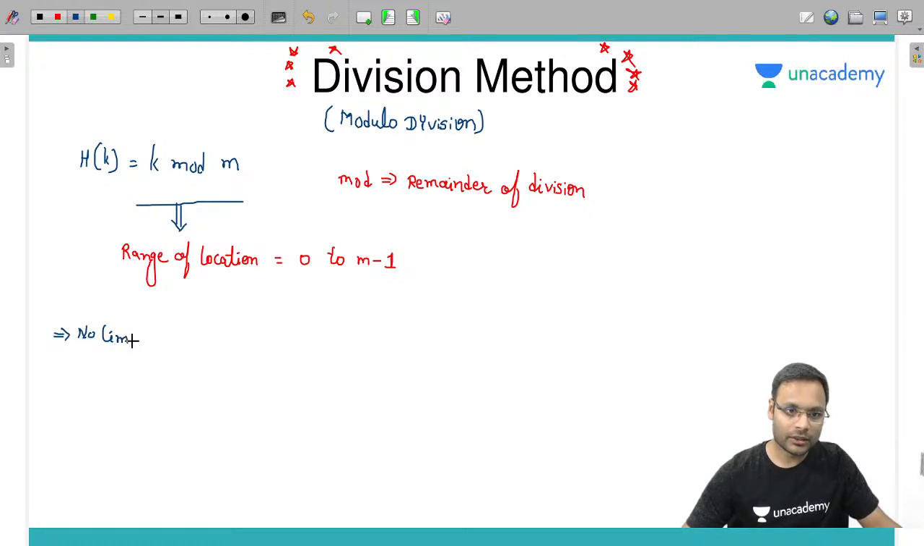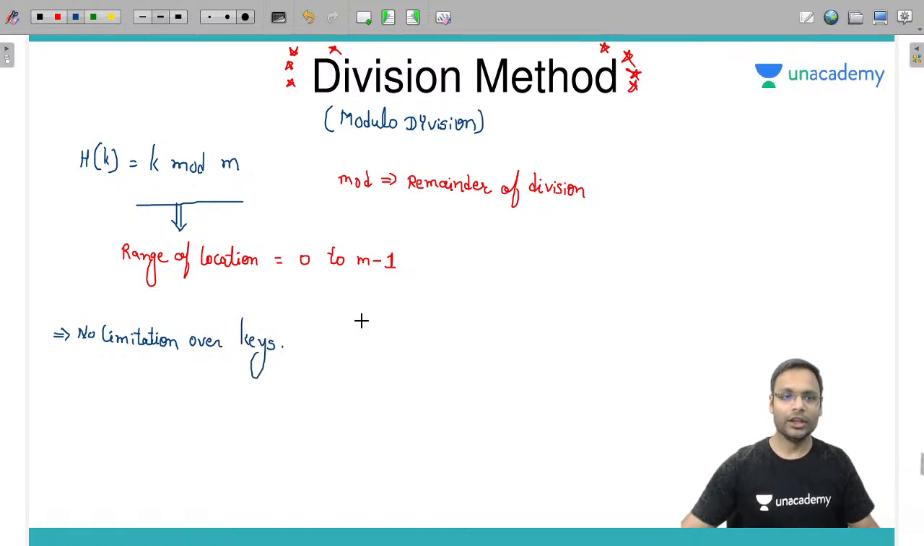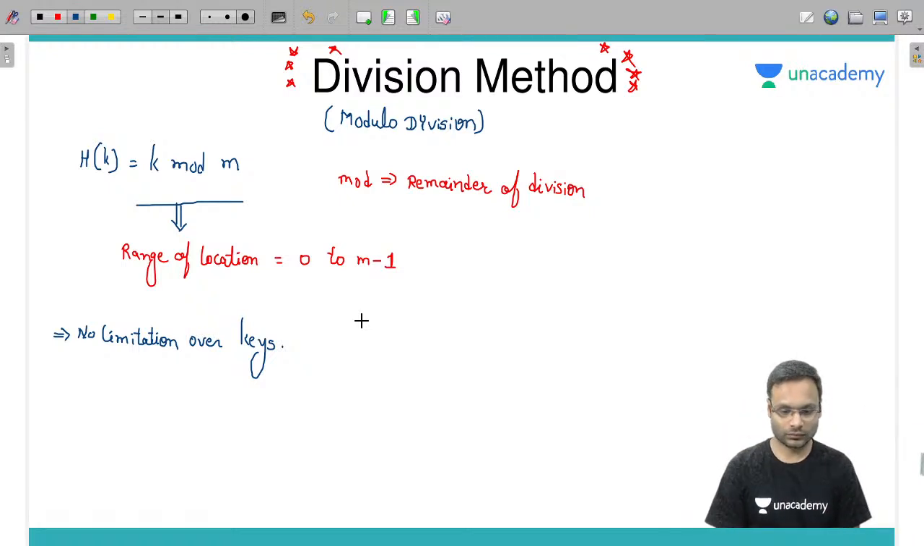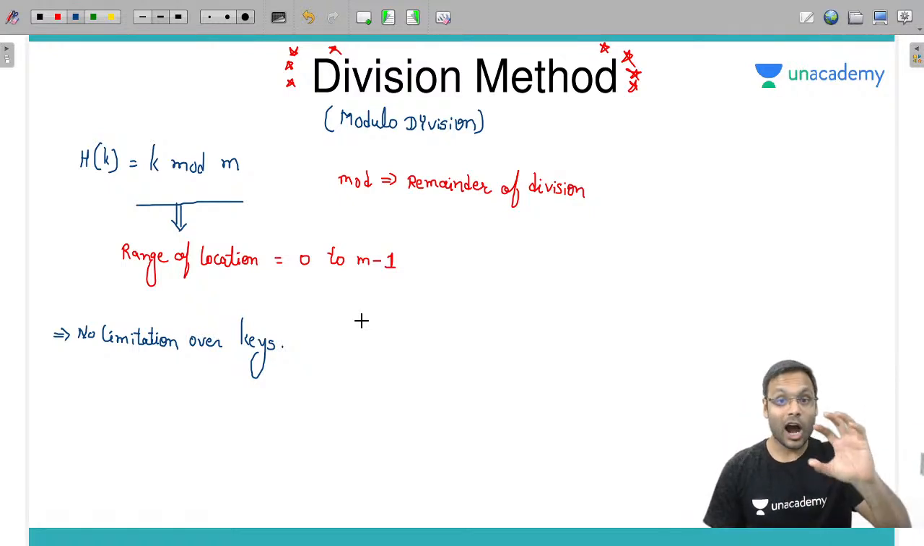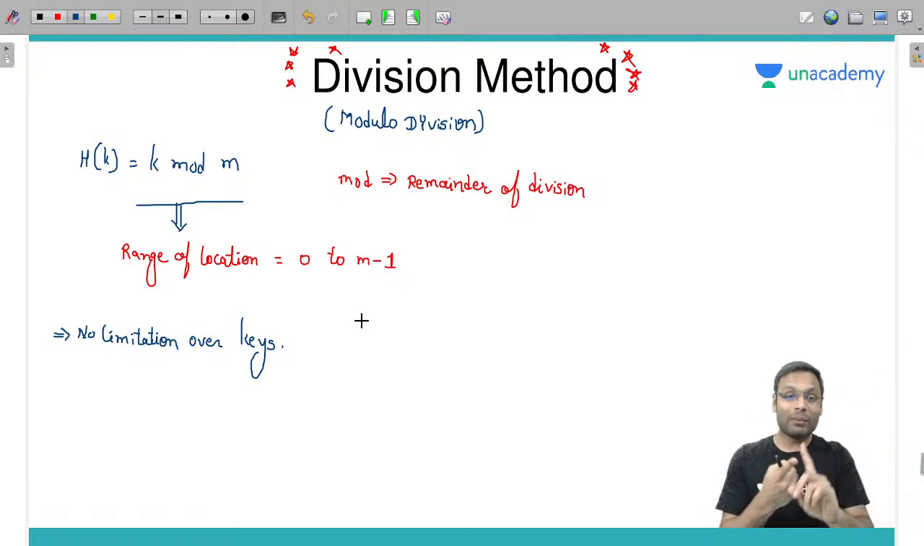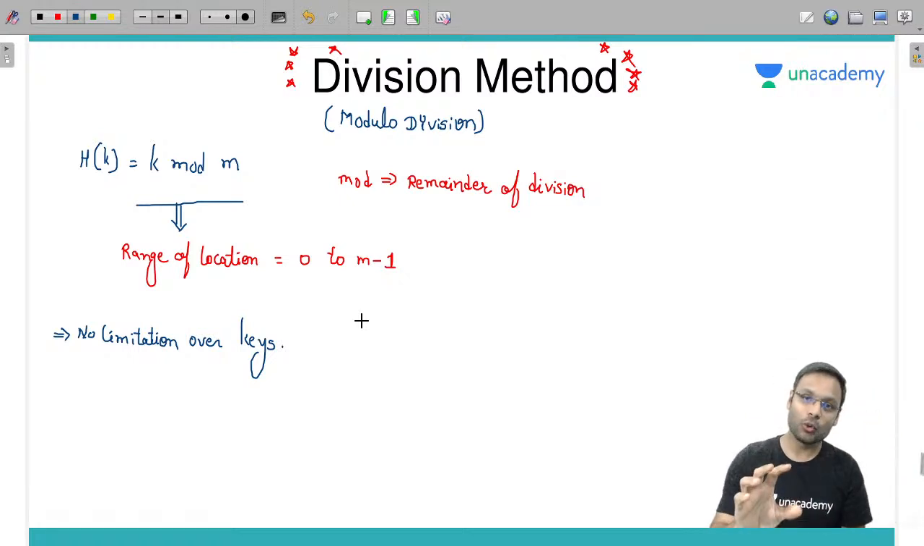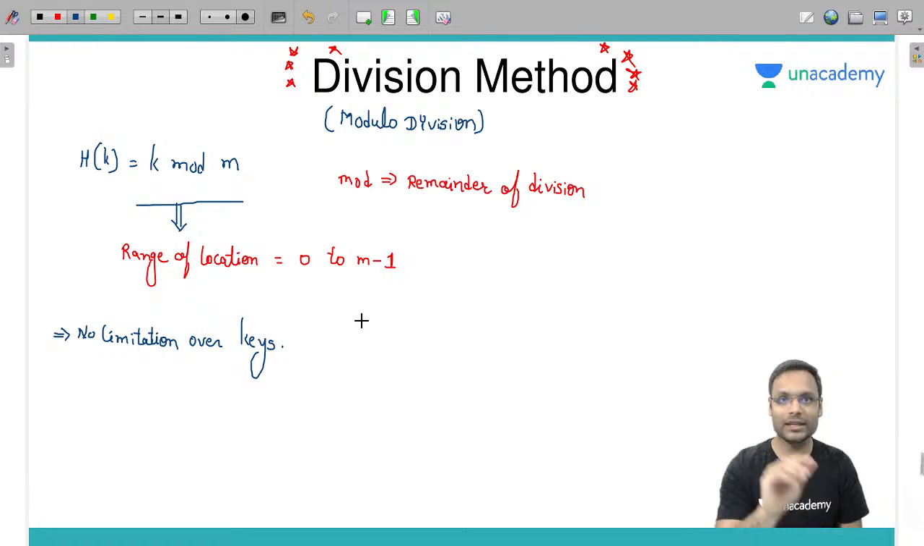No limitation over keys. Any key which you want, you can store in such kind of method. I am not asking how many keys. I am asking which particular key you can store. Can you store value 1000, 5000, 6 lakh, 8 lakhs, 23? Any value you can store?